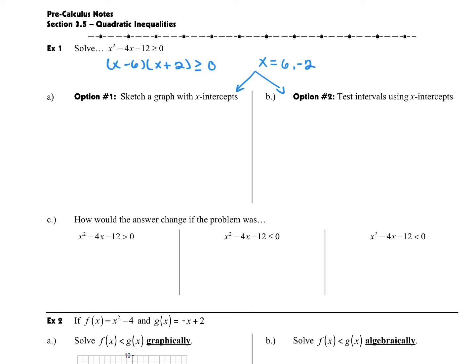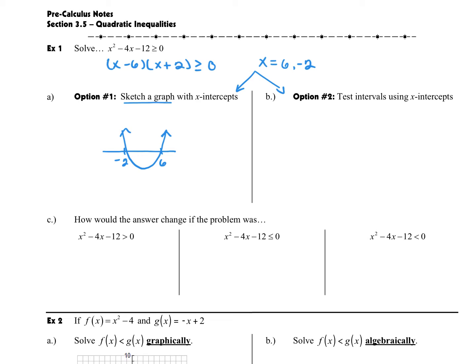So the first method is to just sketch a quick graph. We're going to make a nice x-axis. We don't care about the y-axis here. We're going to put our negative 2 and our 6 on here. Then we're going to recognize that this quadratic opens up. We can tell that because the leading coefficient is positive, so it's an upward turning parabola that's going to cross the x-axis at these 2 values. So I'm just going to sketch in this rough parabola here. We don't know what it looks like, and it really doesn't matter. All we need to know is where it's crossing.